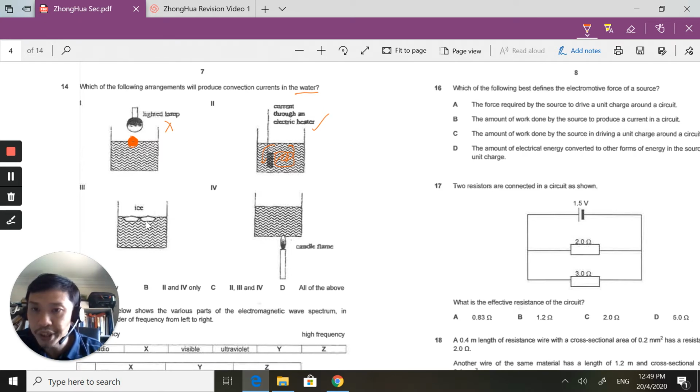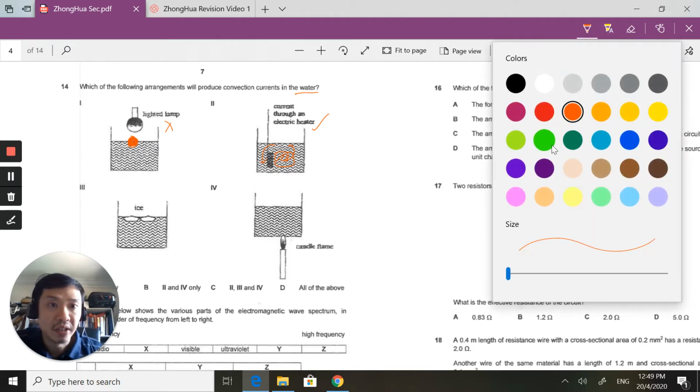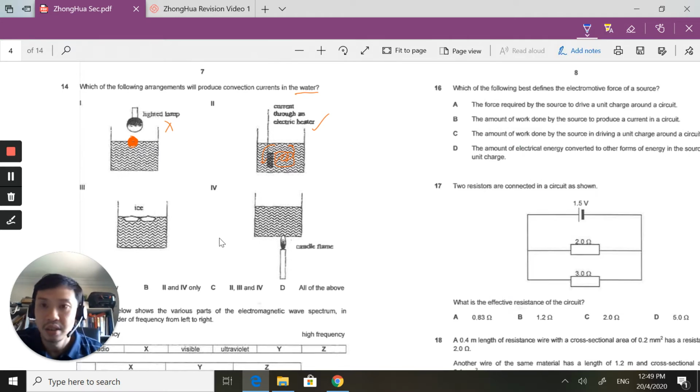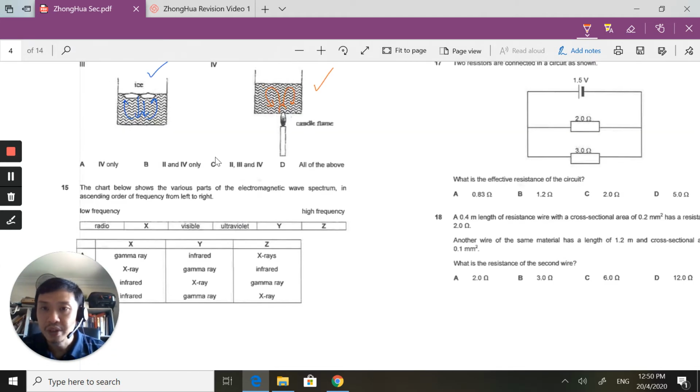Ice on top will create cold water. Maybe I'll change it to a blue color here. So blue, cold water sinks, and therefore the hotter water will rise. So yes, a convection current will also appear here. And for part D, a candle flame, this part of the water gets heated. So yes, convection currents will be created. So I'm looking at 2, 3, and 4. So this would be the answer, 2, 3, 4 here.